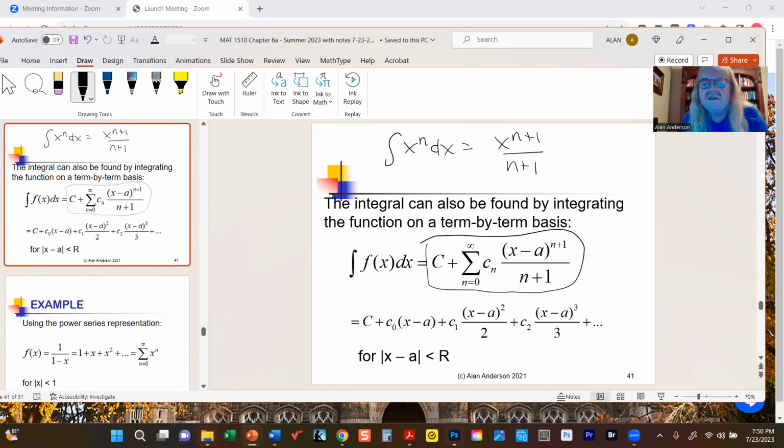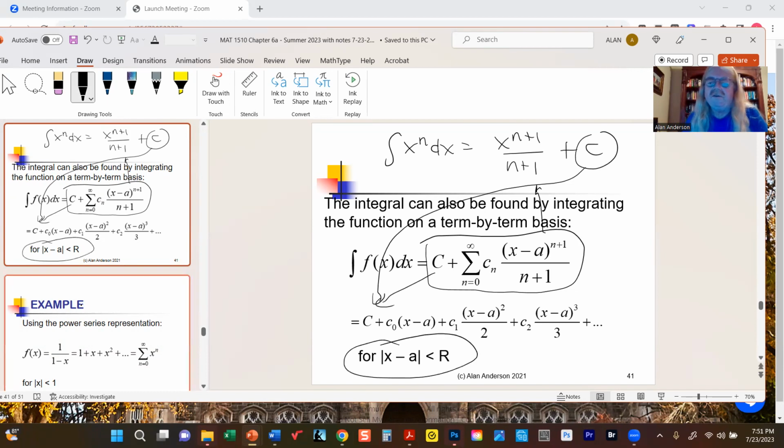Of course, you notice that it's just exactly what we did here. And so you end up with the constant. This constant can be moved up front. And then the rest of these are the constants that we already had in our series. c0 times x minus a, plus c1 times x minus a squared over 2, et cetera, within the interval of convergence, which could be the entire real number line, by the way.